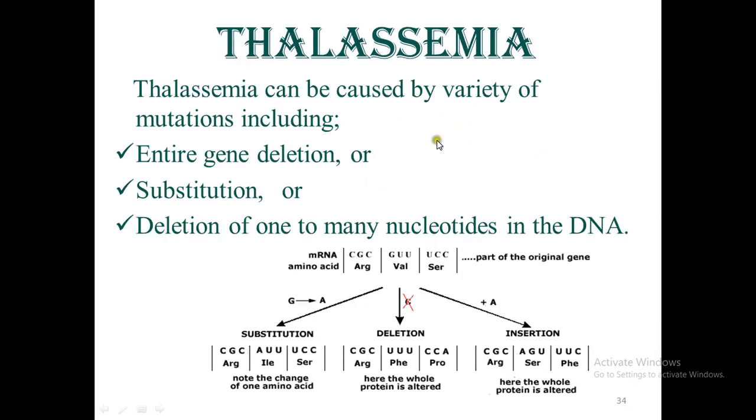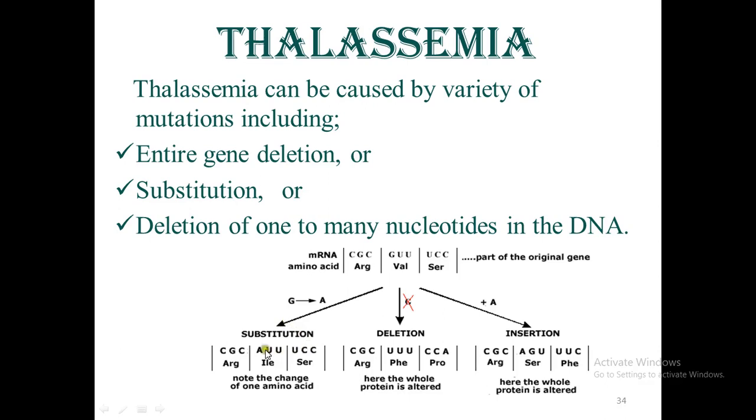Thalassemia can be caused by a variety of mutations, including entire gene deletion. So the entire gene may be deleted, or substitution, where one nucleotide can be substituted for another, or deletion of one to many nucleotides in the DNA. And here we can see the different types of mutations.